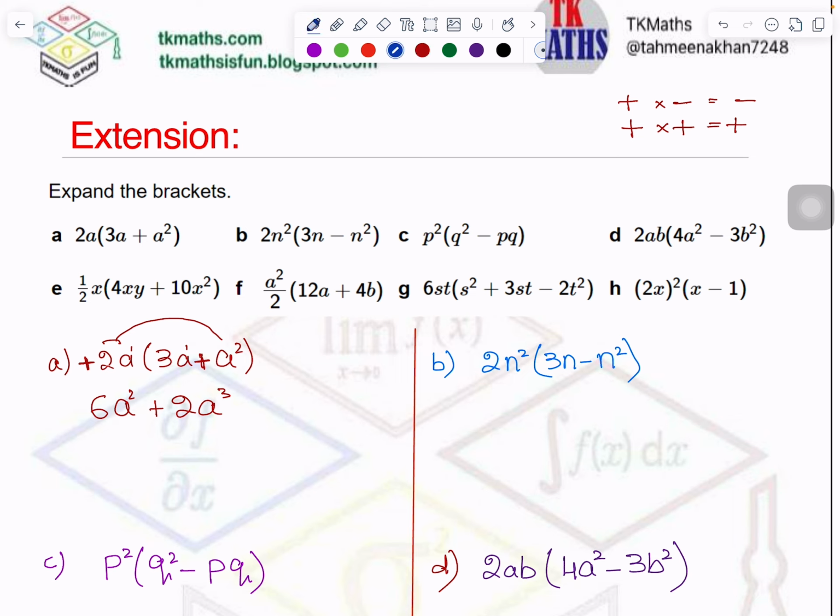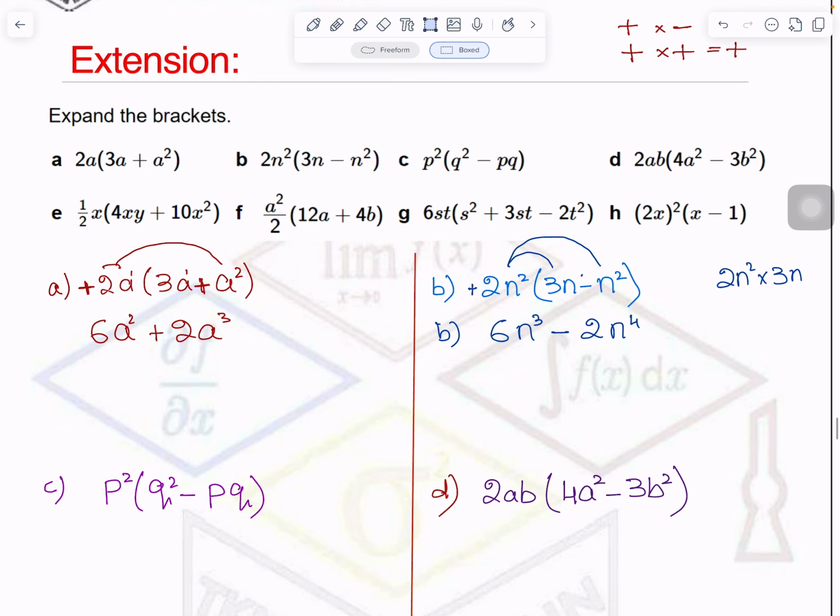Let's see part B. So 2n square multiplied by 3n. Like I said in the previous video, if it is a little difficult for you to do it mentally, then you can initially write it like this to check. Otherwise you can do it mentally. 2 3s are 6. N square times n power 1 is power 3. This is plus, so plus multiplied by minus is minus. 2n square multiplied by n square will be 2n power 4. Right? Then next question.